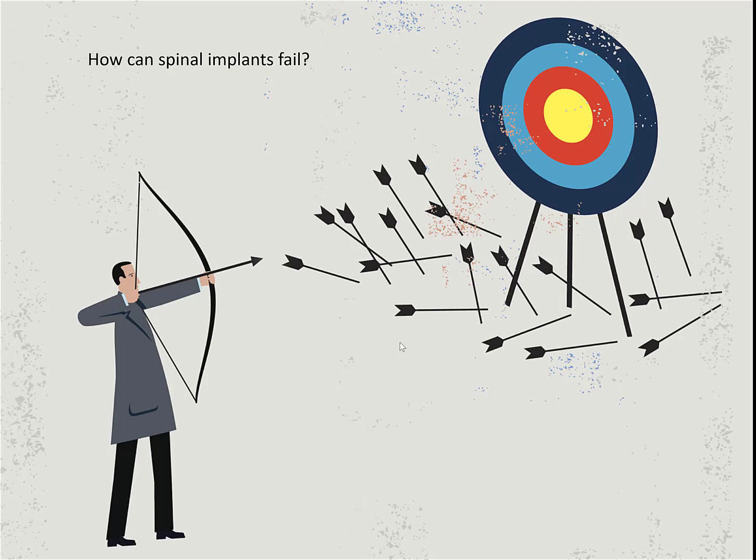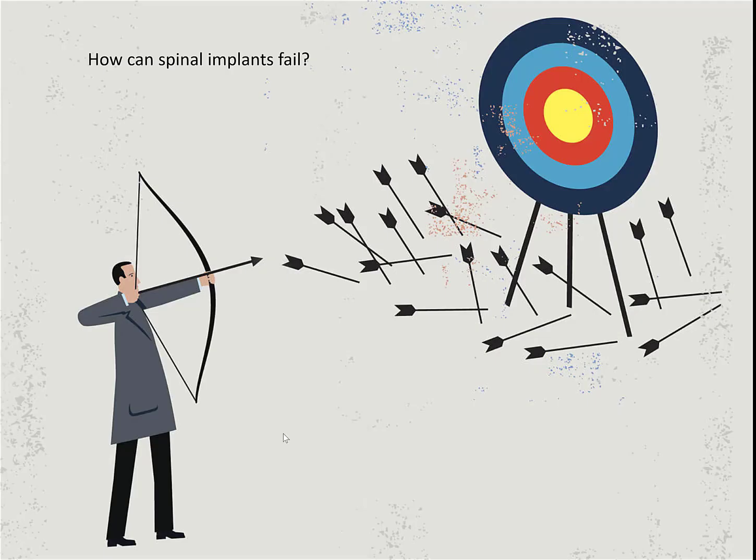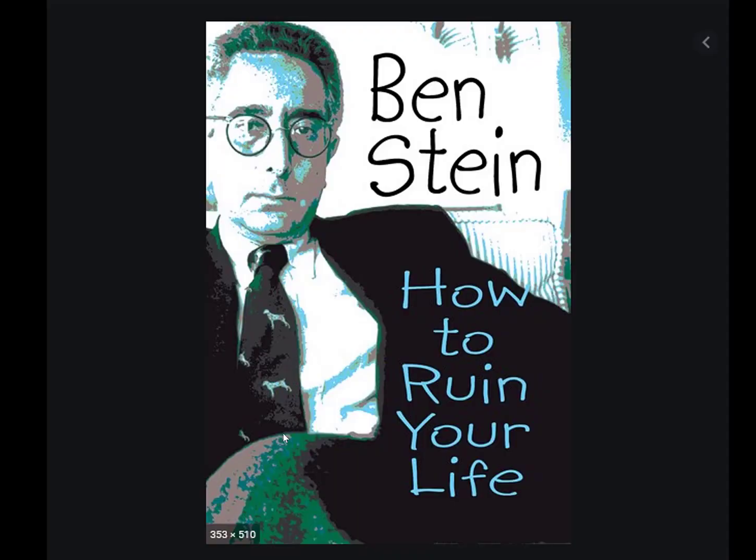Okay, do you have other questions or comments? So I was just going to go over how spinal implants fail. Do you read this book? This guy's hilarious. No. It's How to Ruin Your Life. It's a book about how you ruin your life, like you get divorced, you cheat on your wife, you spend all your money. It's a great book. So basically in life, you have to know how you can fail. If you know how you can fail, you try to avoid it.